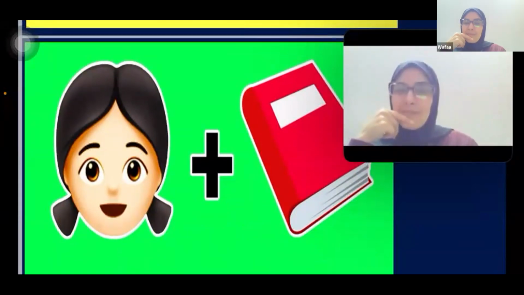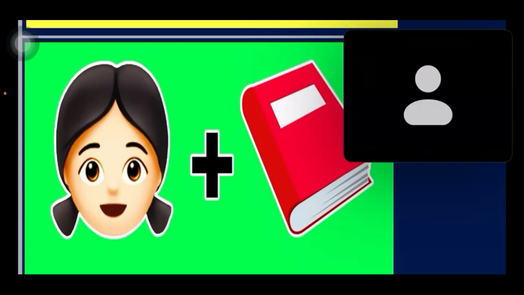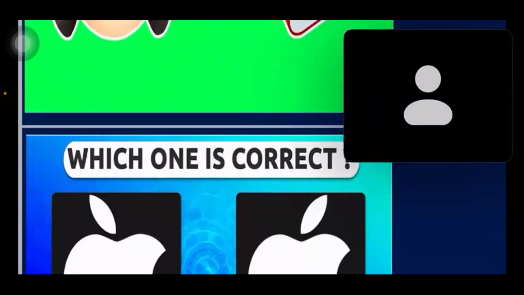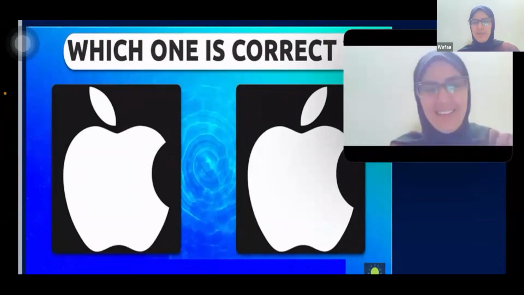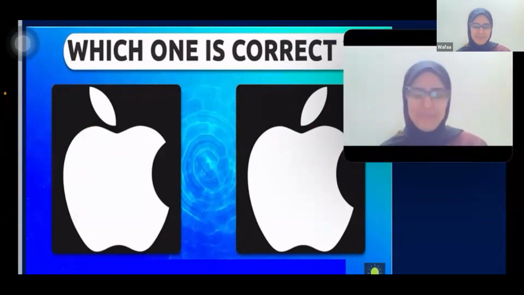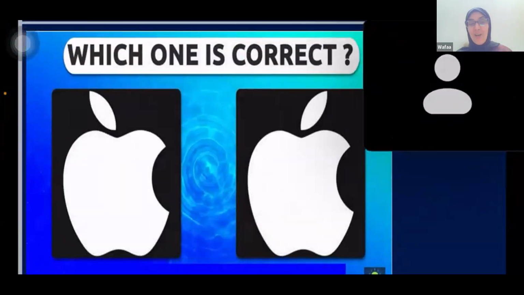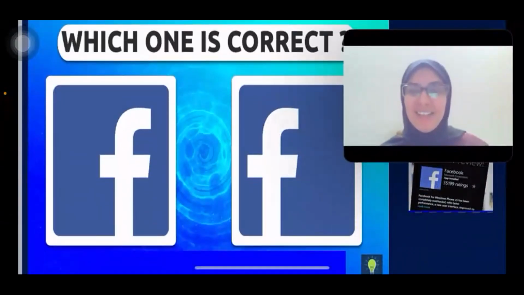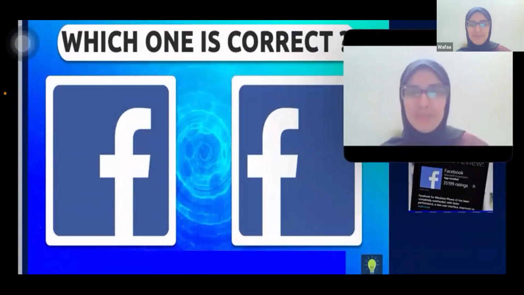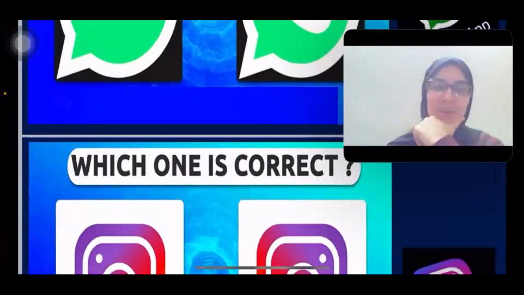Child book? No. Kid story? No. Facebook. Oh my goodness. Which one is correct? You're giving them the logo so they can guess. The first one on the left. Yes. Amazing activity. Thank you very much.